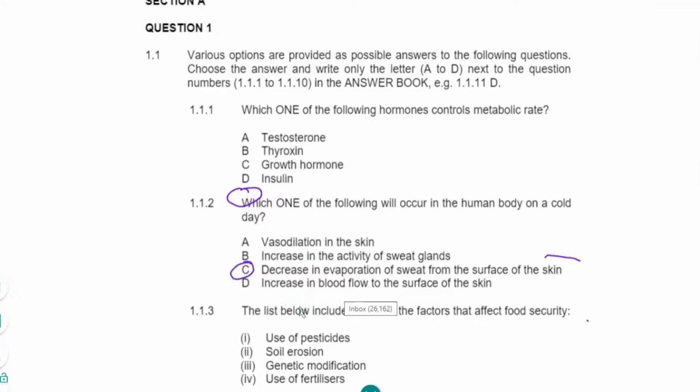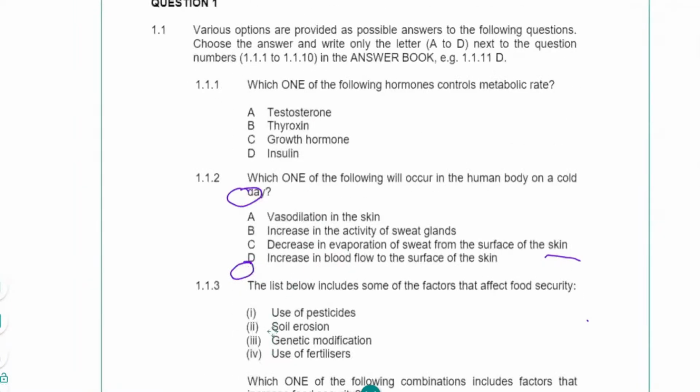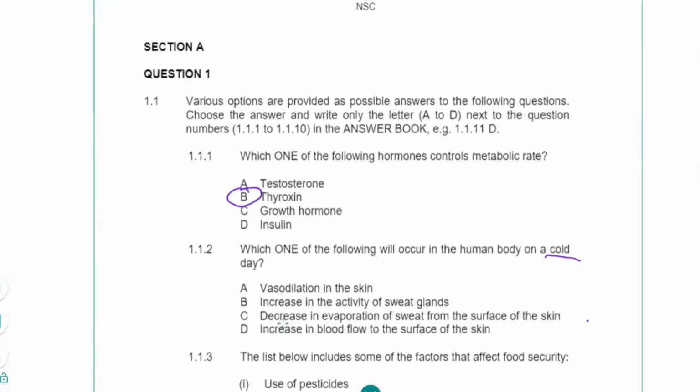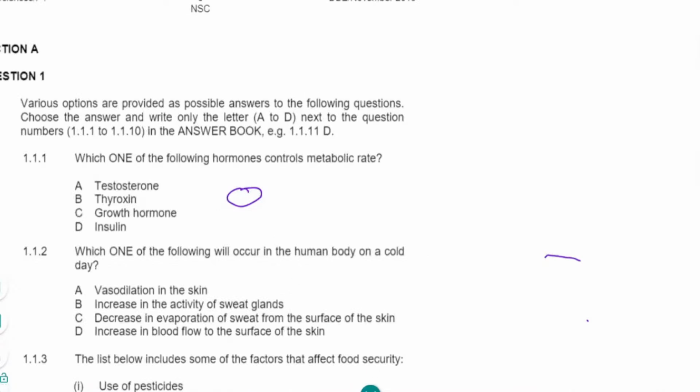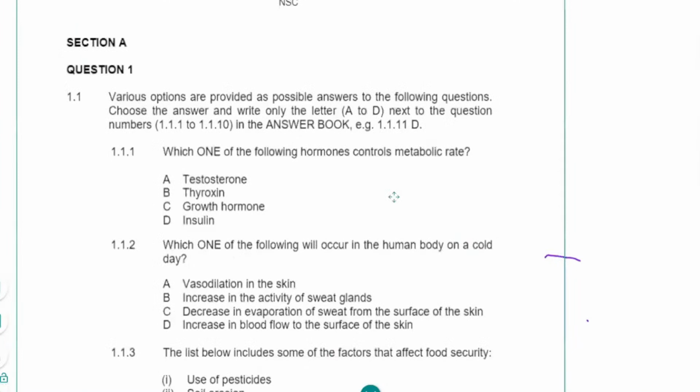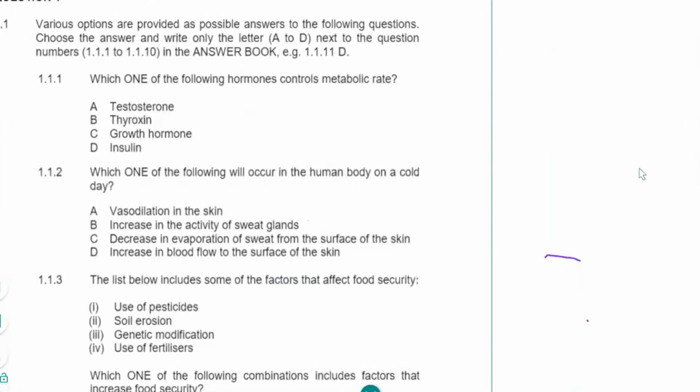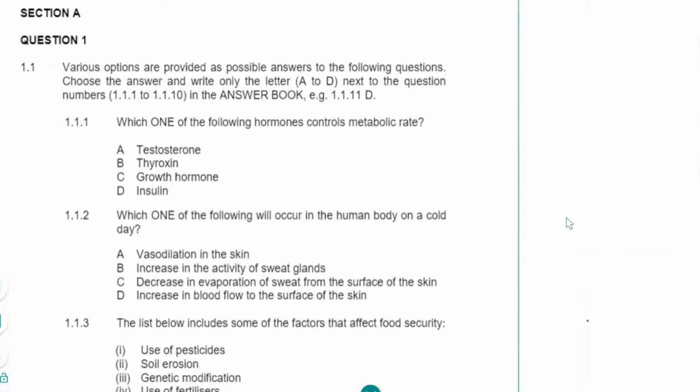So let me do it like this. We say that 1.1, the answer is B. 1.2, the answer is C.